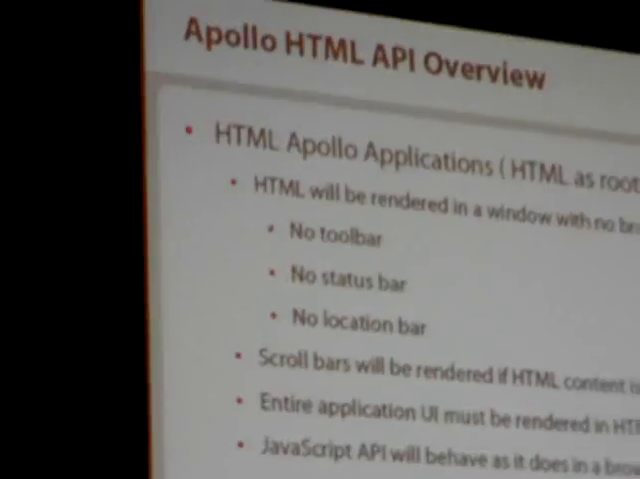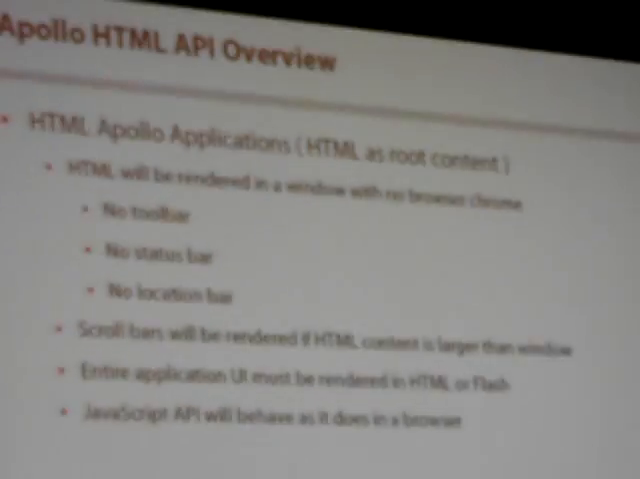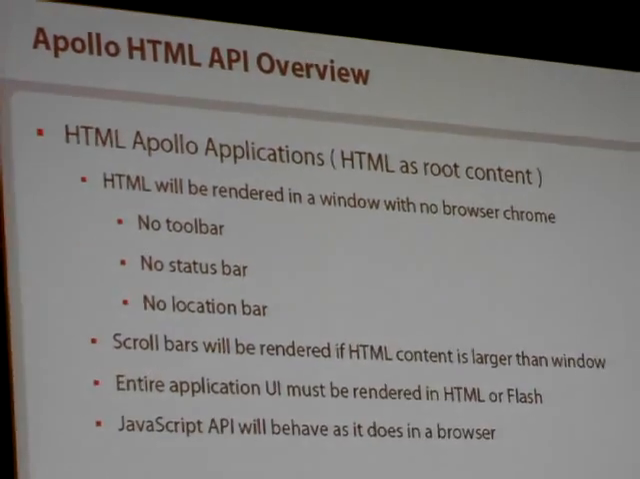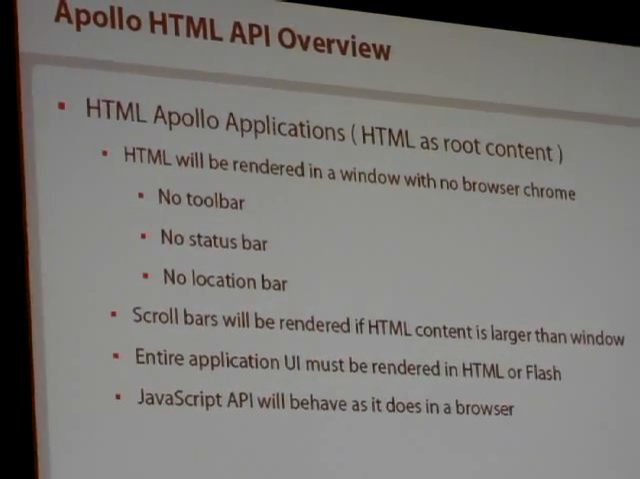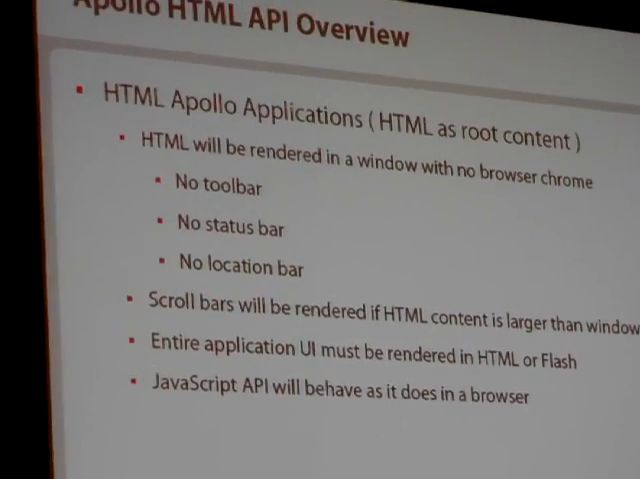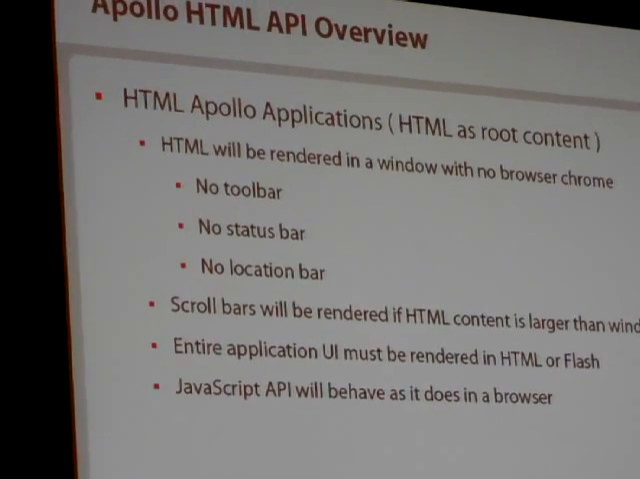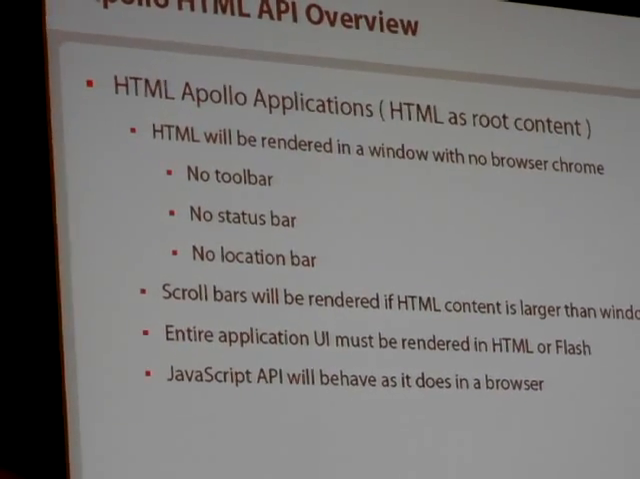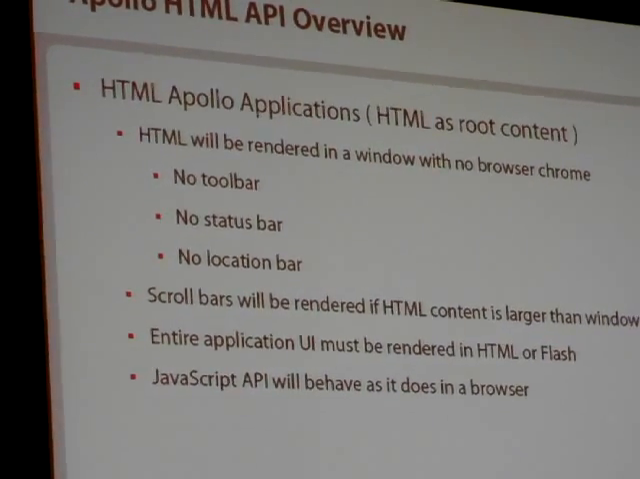So now I'll talk about HTML Apollo applications. This is where HTML is either the entire application UI or is the root of the application's UI. So it'll be rendered in a window with no browser Chrome. Because again, Apollo doesn't know how to render back buttons. Those have to be defined by the application content because we don't want to dictate to you what a back button looks like or what a back button does for that matter. And so you'll get a window with no toolbar, no status bar, no location bar, none of the browser Chrome.